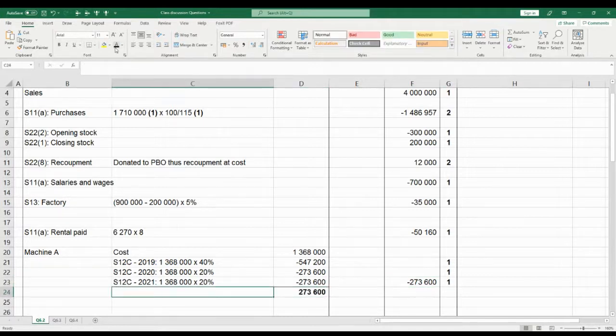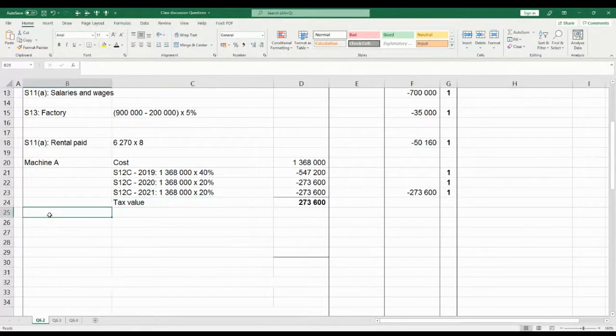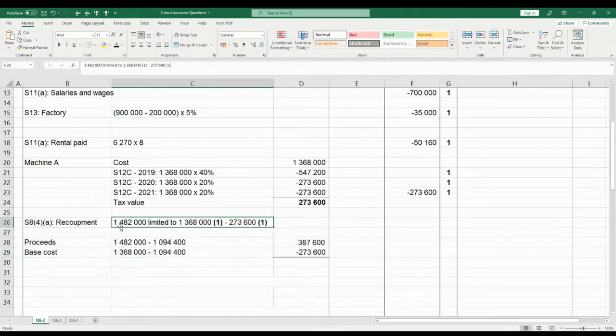Then we work out what the tax value is at that stage. So the tax value at the date we dispose of it is 273,600. Now we want to work out the recoupment. So what we do is we say the recoupment is the 1.482, limited to the original cost of 1.368.